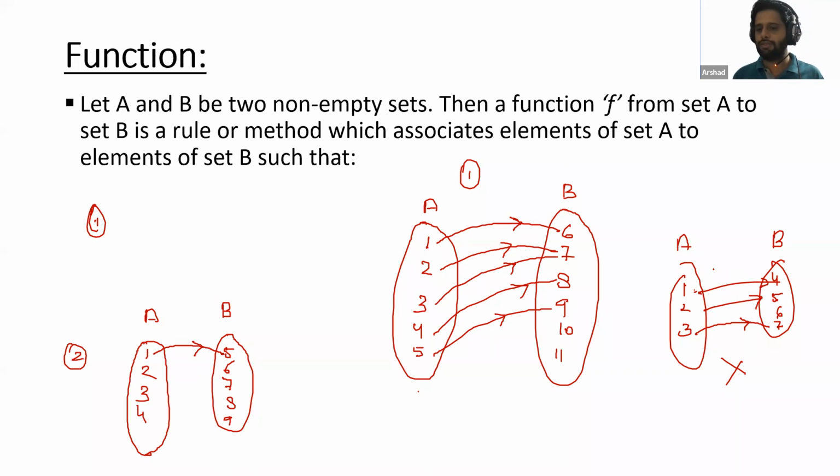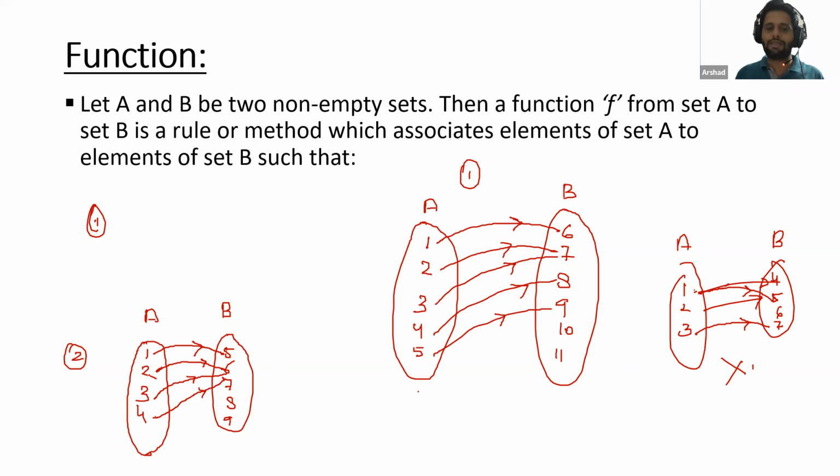So the first condition is satisfied. But if 1 will be associated with 5 also, 1 is associated with 4, 1 is associated with 5, then in that case this is not a function. Because as per the second condition, the elements of A should associate to a unique element of set B. So 1 should be associated with only one value. Similarly, 2 will associate with only one value. It is possible that 3 can be associated with 6, but 3 should also associate with a single value. For example, 4 can also associate with 6, or 7. This is a function.